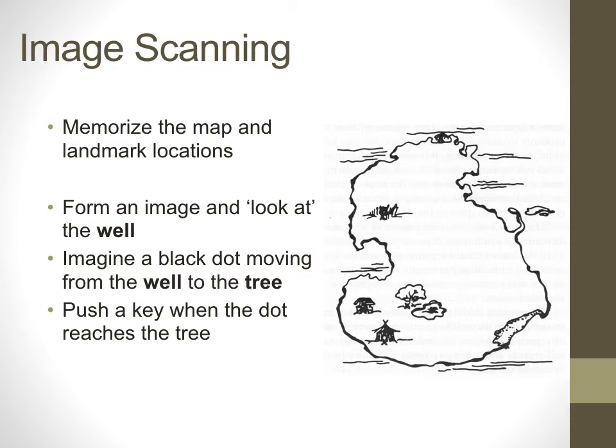So what they found was that the amount of time it took to scan relied on the amount of distance that the objects were from each other on the map. So it took much less time for individuals to scan in their heads the distance from the well to the tree versus, for example, the well to the patch of grass.